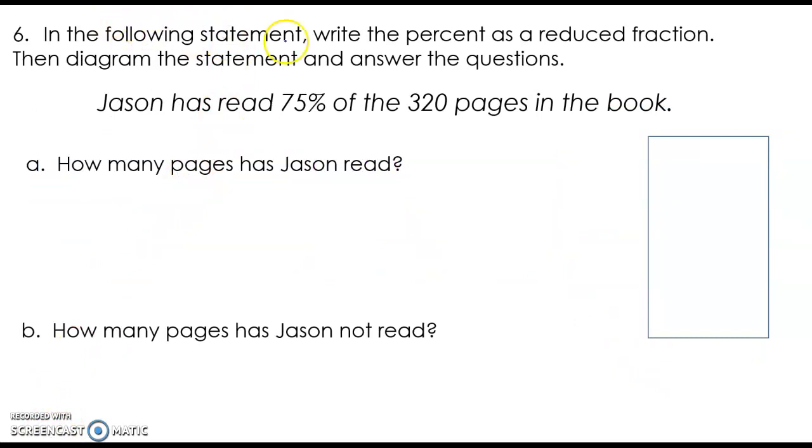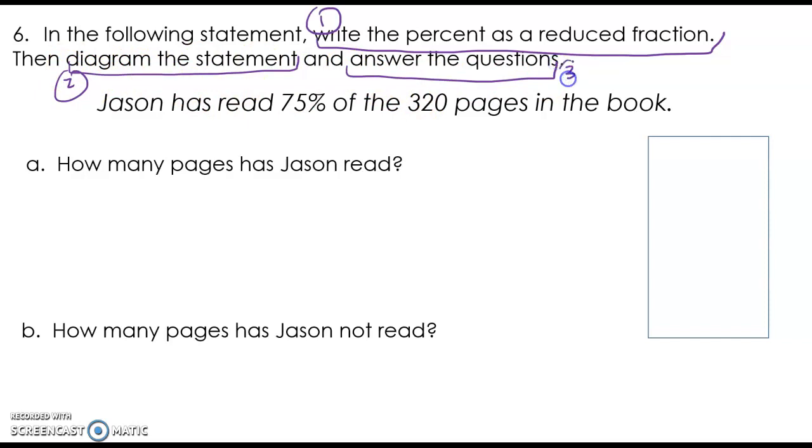All right. In the following statement, write the percent as a reduced fraction. This is the first thing we're going to do. Then we're going to diagram the statement. Second thing we're going to do, and answer the questions. Third thing we're going to do. So this has several parts. Jason has read 75%, which is 75 per 100, of the 320 pages in the book. So the first thing I'm supposed to do is reduce this percent to a reduced fraction, and I get 3/4.